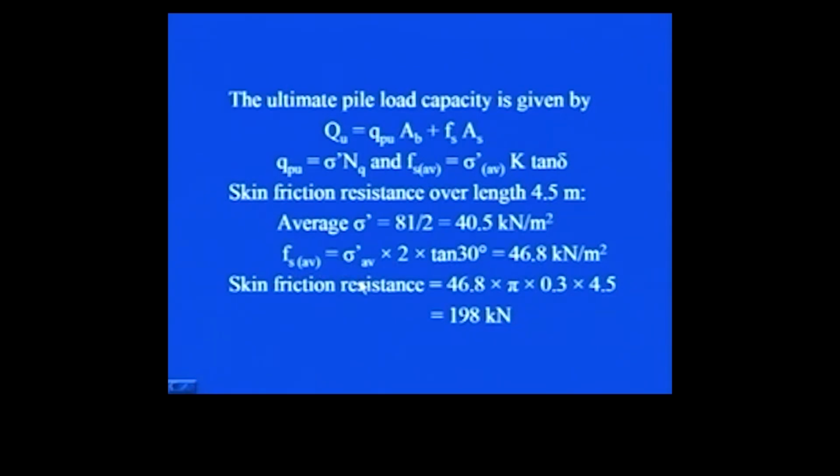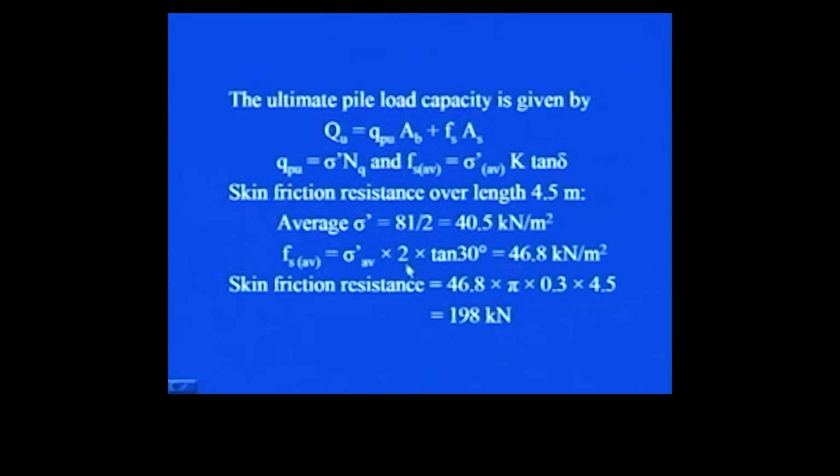Now, if you multiply it by the area on which this particular resistance is acting, you will get total skin friction resistance, and you know that this skin friction acts over surface area of the pile shaft, which is As in this case. So, you see here that Fs into pi d into L, that is this particular pressure, that is 46.8 kilonewton per meter square, is acting on the pile shaft surface of the depth between 0 to 4.5 meter. So, that works out to be 198 kilonewton.